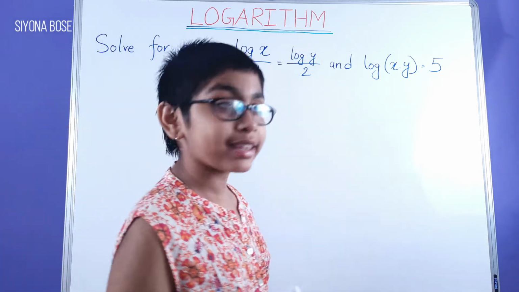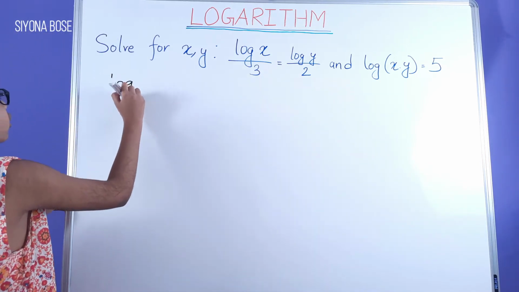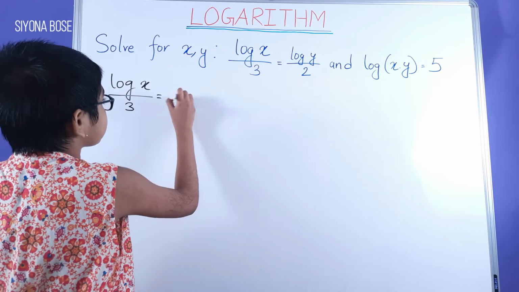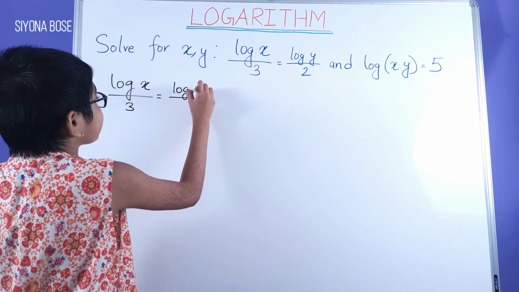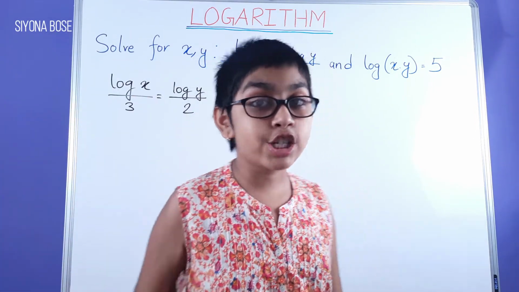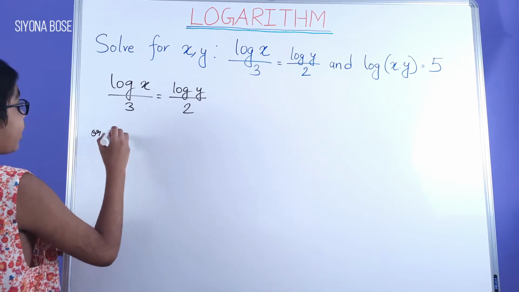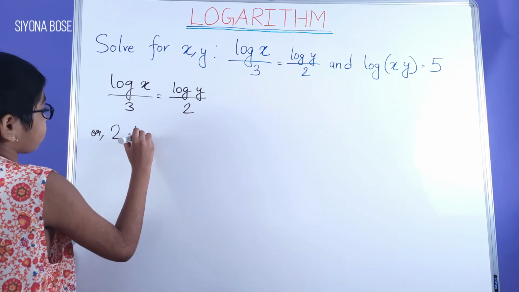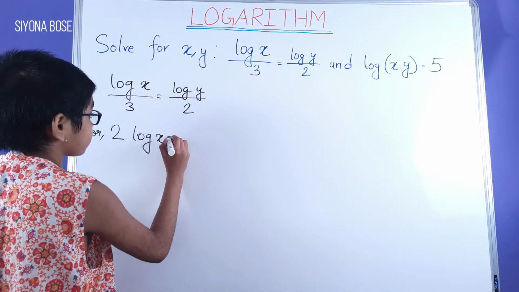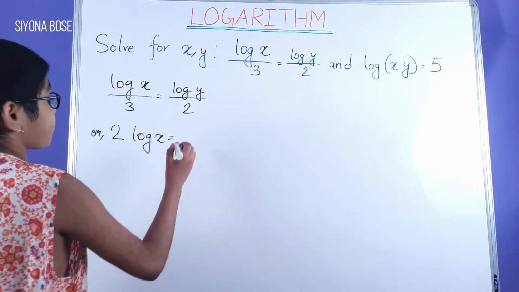First, we will work with this equation. Log of x by 3 equal to log of y by 2. Now, by doing cross multiplication, we have 2 into log of x equal to 3 into log of y.